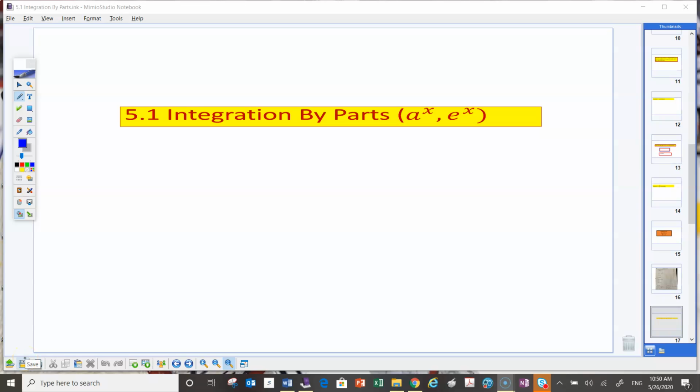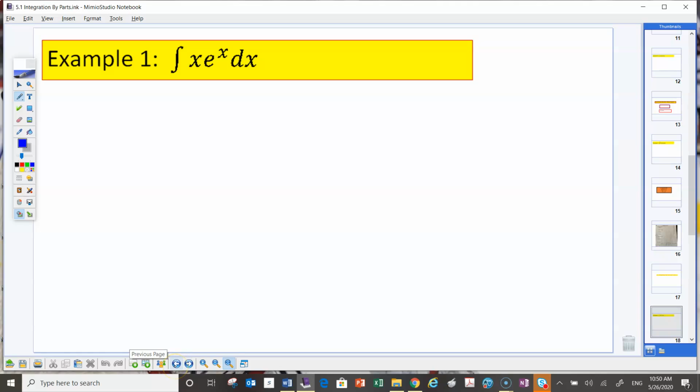In today's lesson, we're going to continue with our study of integration by parts and deal with functions that incorporate exponential functions. So say we're asked to integrate x times e to the x. And again, remember our rule, our LIPET acronym. A polynomial comes before an exponential, so we're going to let u equal x, and dv is going to equal e to the x dx. So du is dx, and v is e to the x.